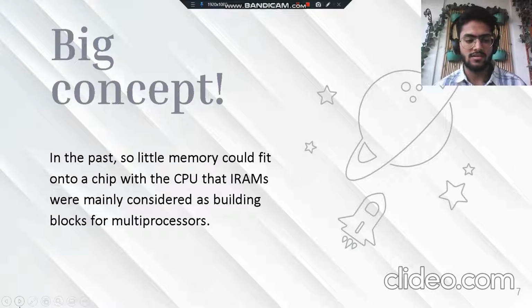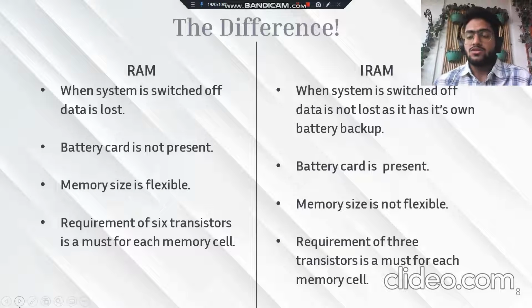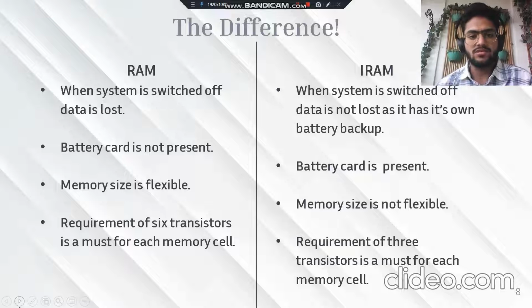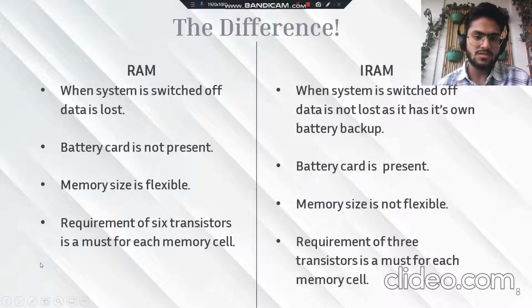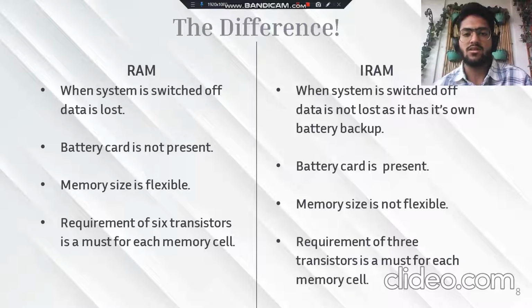Okay, sounds interesting. So here we go. This is the most interesting slide so far. This is the difference between RAM and intelligent RAM. Let's start. RAM: when the system is switched off, data is lost. IRAM: when the system is switched off, data is not lost as it has its own battery backup. This is the biggest difference, as when you turn off your PC or your laptop, all the data is lost. But in the case of IRAM, it has its own battery backup. That's why the data is still there.